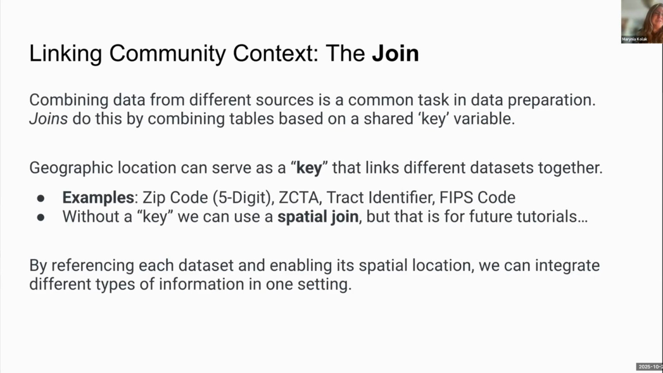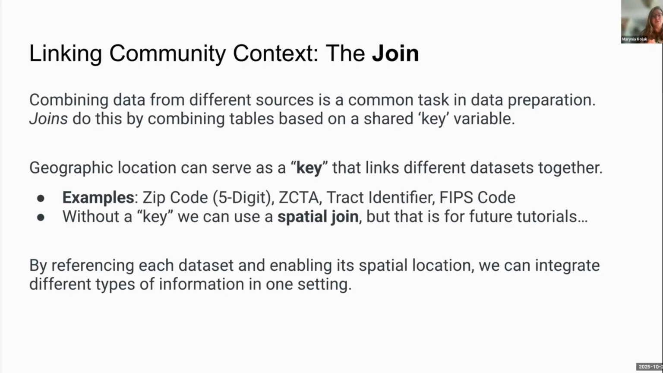You may also have what's known as a ZCTA, which is a census version of a zip code that's relatively stable over time. They're technically different. You could have a census tract identifier or some other FIPS code. So every place will be unique on how that information is measured. If you don't have that information, we can still join based on the spatial information from those two layers.